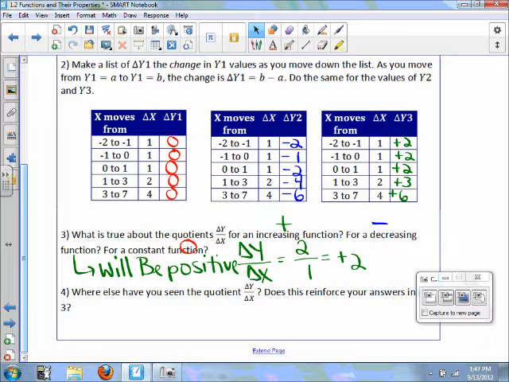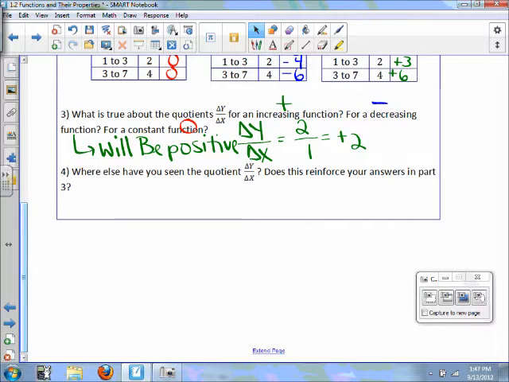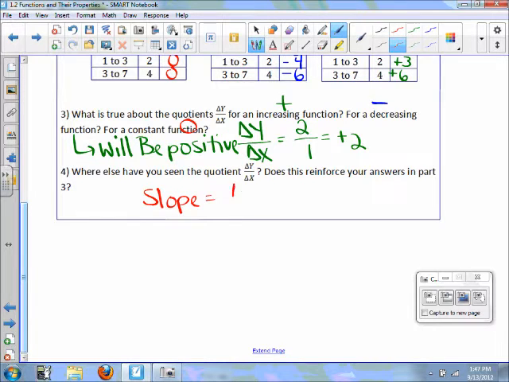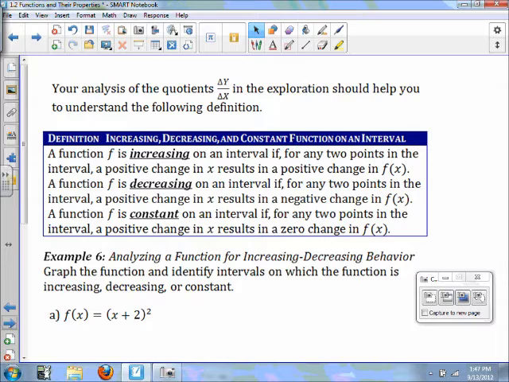Where else have you seen the quotient change in y over change in x? This should remind you of the homework from 1.1. Well, we know slope is equal to the change in y over the change in x. Does this reinforce your answer in part 3? You bet it does. Think about it, positive slope is always increasing, negative slope is always decreasing.